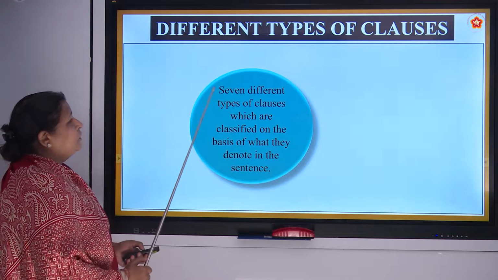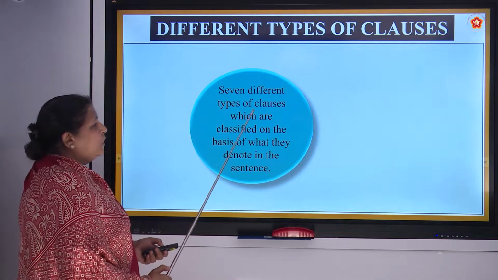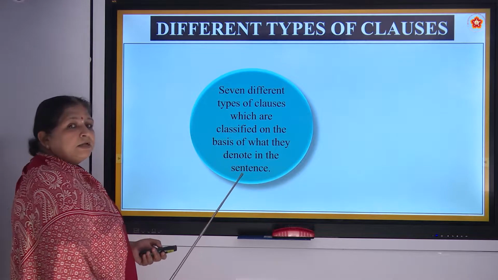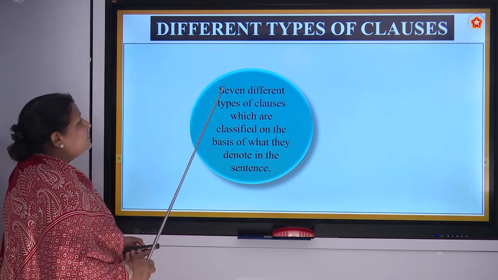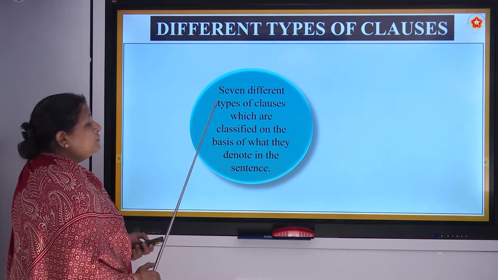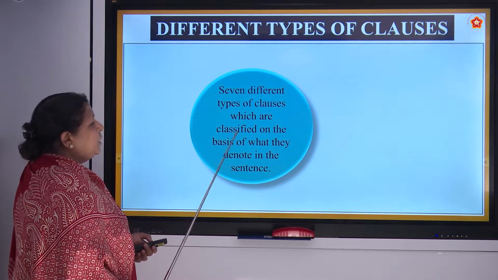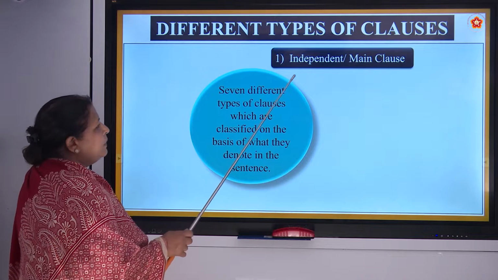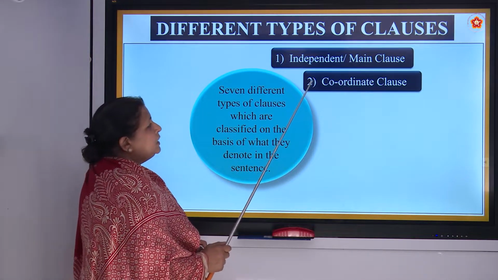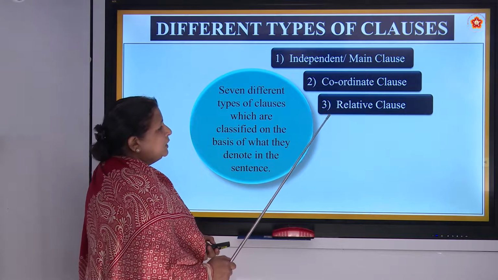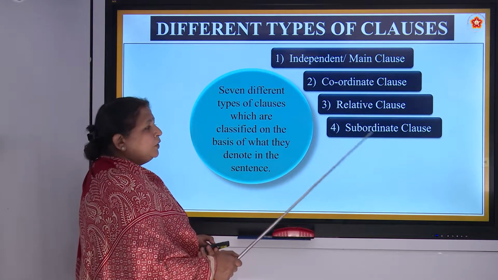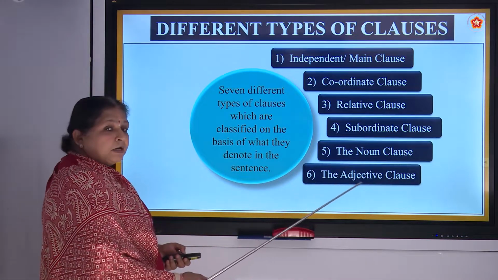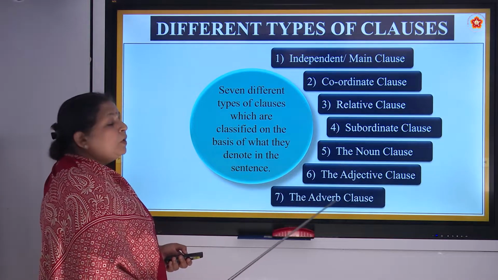Now, different types of clauses. There are seven different types of clauses, which are classified on the basis of what they denote in a sentence. Independent main clause, the first one. Second, coordinate clause. Third one, relative clause. Fourth one, subordinate clause. Fifth one, the noun clause. Sixth, the adjective clause. And seventh, the adverb clause.